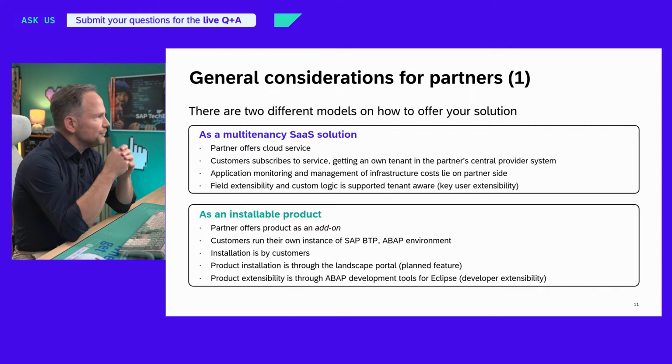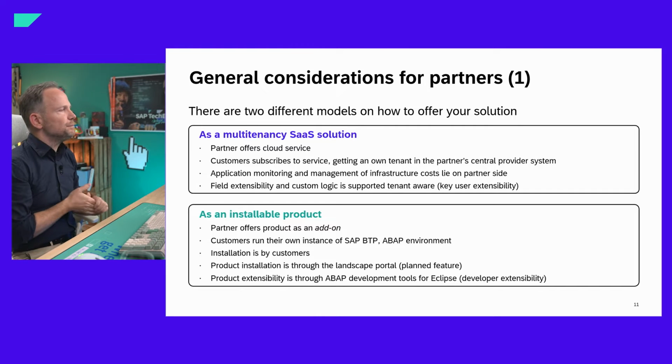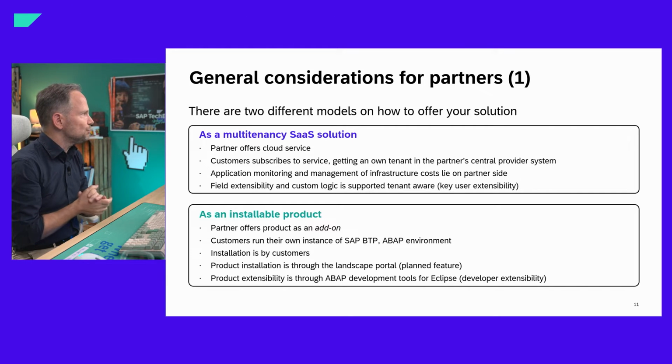So first of all, we have this so-called multi-tenancy SaaS solution. This option has been available for, I think, 2 years. And this is where the existing partners are offering their solution. We also had TechEd sessions in the last years where partners explained their experiences, how to use Steampunk for that purpose. So I think that's basically clear.